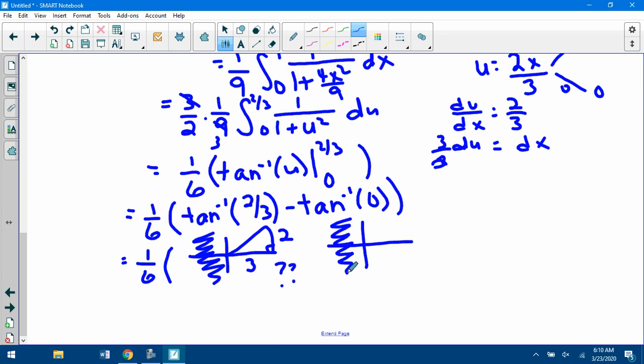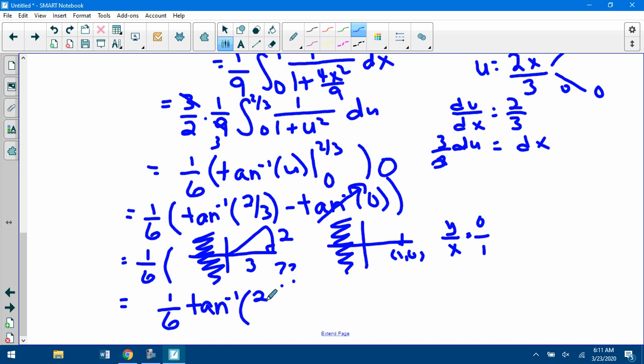How about tan inverse of 0? Where can tan be 0? Well, tangent is sine over cosine. Sine is y, cosine is x, so it's like y over x. We need that to be a 0 on top in order for the answer to be 0. So the only place where that's going to be true is this point right here. So this is going to become 0. 0 radians, but 0. So my final answer is just going to be 1/6, and I'm just going to leave it as tan inverse of 2/3 because it's just not a nice angle. When you're doing the homework and classwork, usually it's going to come out to be a nice angle, but if it doesn't, just leave it as the inverse.